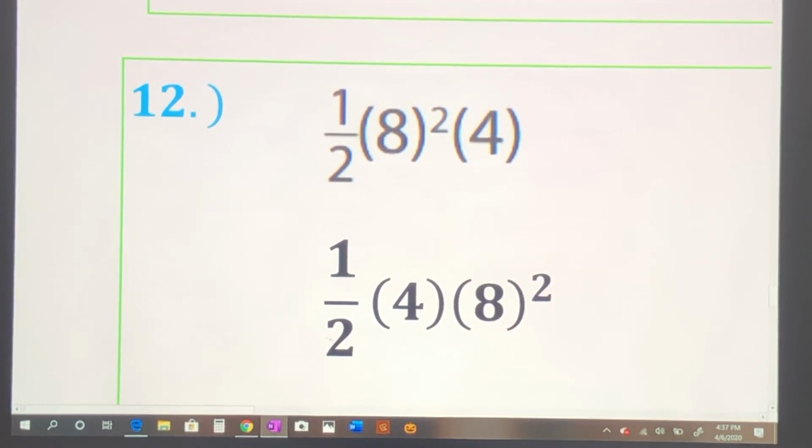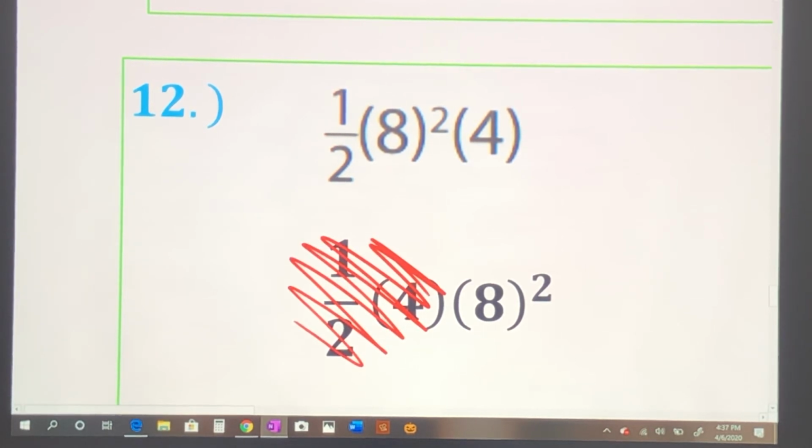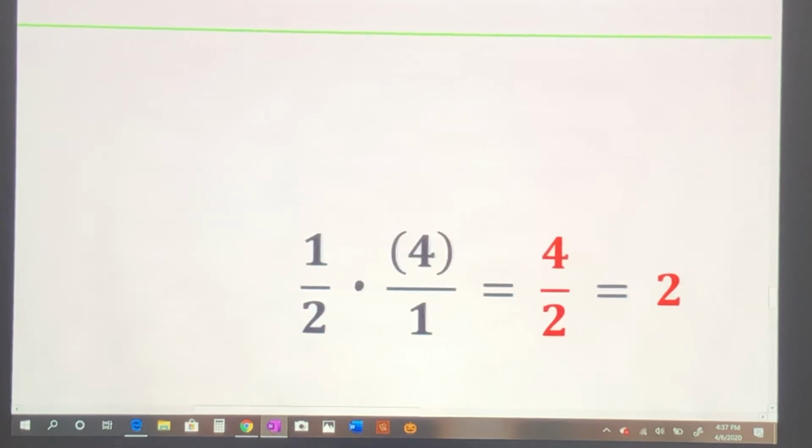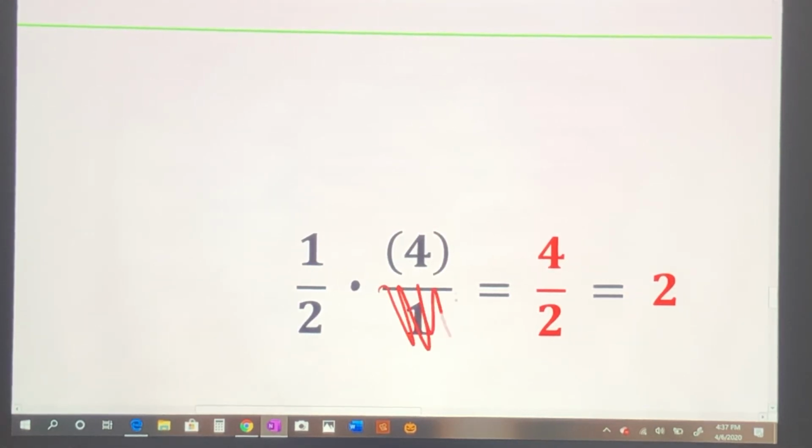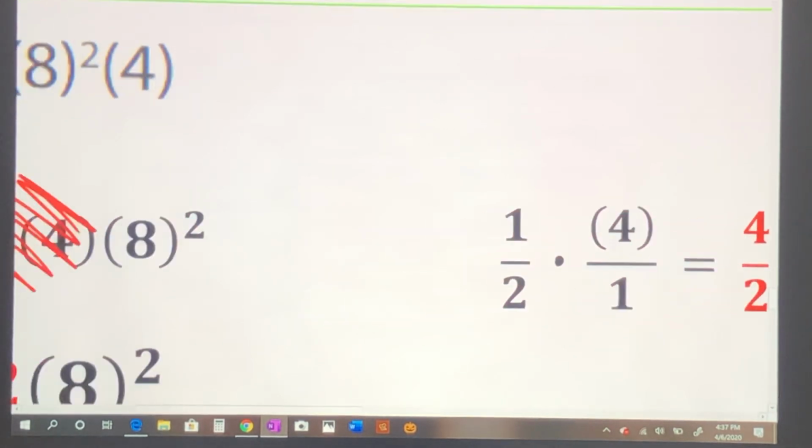Okay, so half of 4, that's going to be 2. Let's go over here. Half of 4, I stuck a 1 under it. Half of 4, 1/2 of means times, put a 1 under it. And there you go. 1 times 4 is 4. 2 times 1 is 2. 4 over 2 is 2. Half of 4 is 2.